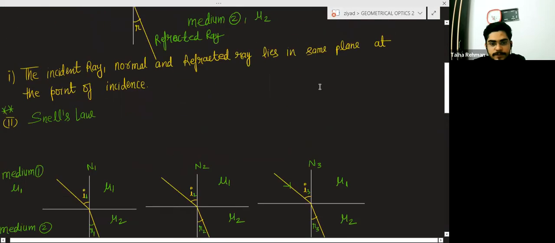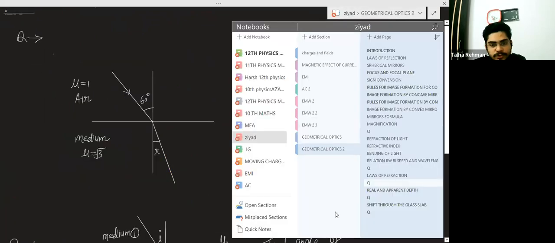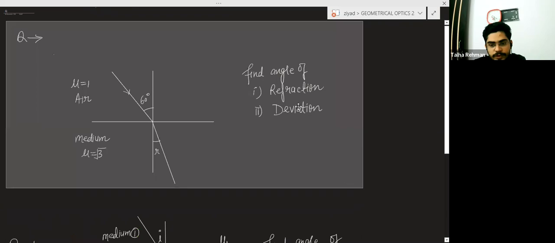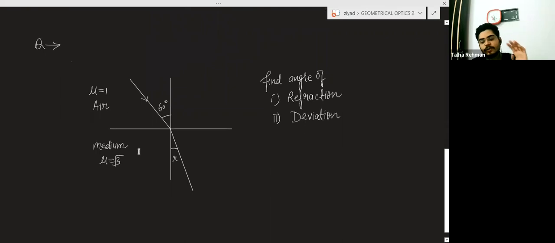Okay, for example, we will solve one numerical. This is the question. Here the light is traveling from air to some different medium having this refractive index. They are asking to find the angle of refraction. This r we have to find, and the angle of deviation we want to find.